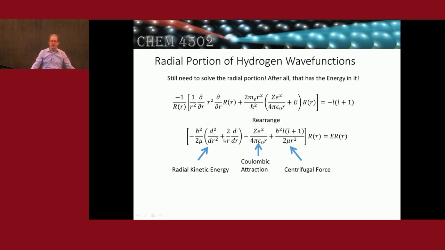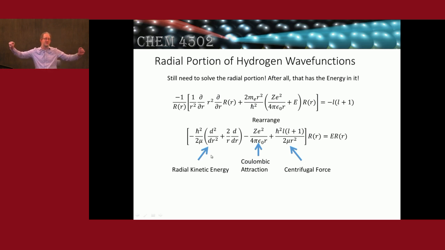And now we have three separate terms over here. We have an eigenvalue equation. So this is an operator. It's a function of radius that operates on our radial function, is equal to the energy times our radial function. And we have three different components of this. The first component on the left here, this is the radial kinetic energy.